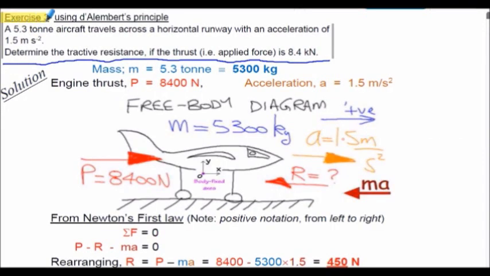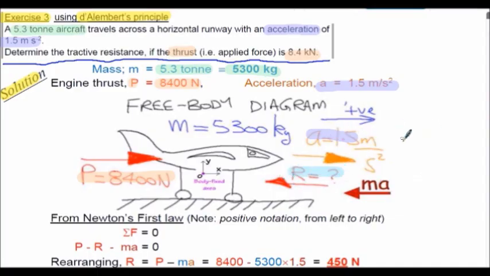So exercise 3 solution, and again solve using D'Alembert's principle. Note in the question that the mass of the aircraft is given in terms of tons, so 5.3 tons, I've stated that as 5,300 kilograms. The acceleration is stated as 1.5 meters per second squared, so that's my value of A, shown here on the diagram. And the thrust, or the applied force, is 8.4 kilonewtons. So P is equal to 8,400 newtons. That's shown here. In this particular case, we have to find the value of R, the resistance to the motion.